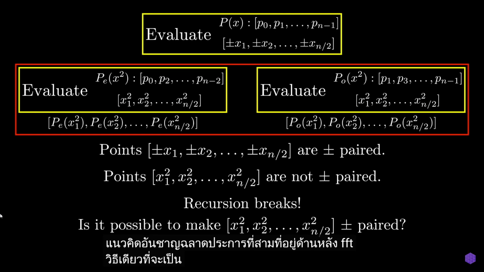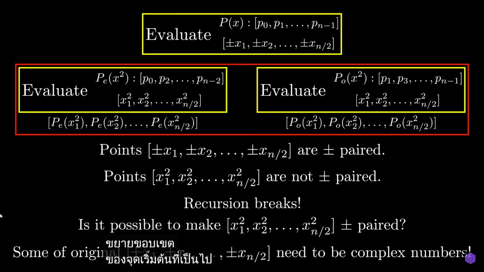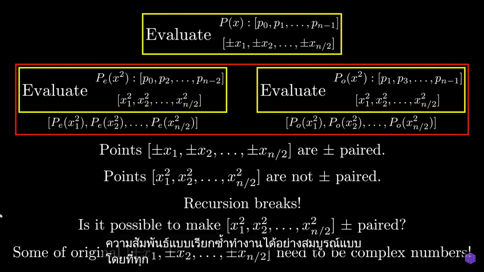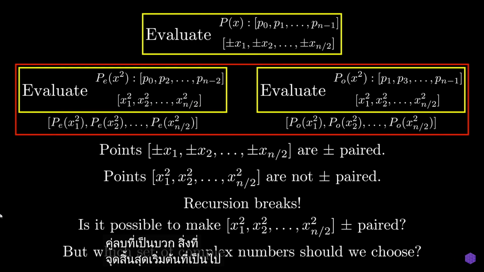The only way this is possible is if we expand the domain of possible initial points to include complex numbers. For a special choice of complex numbers, the recursive relation works perfectly where every subsequent set of points will contain positive negative pairs. What possible set of initial endpoints has this property? This is a hard question, and to answer it we're going to do a little bit of reverse engineering with an example.